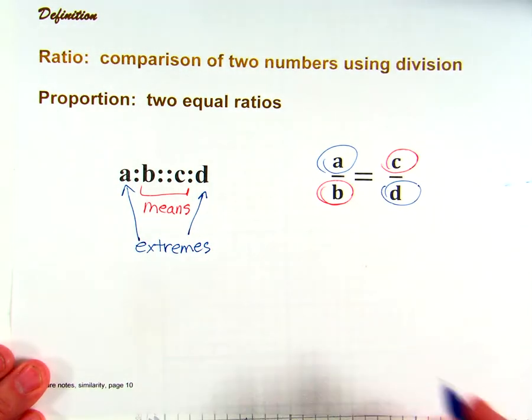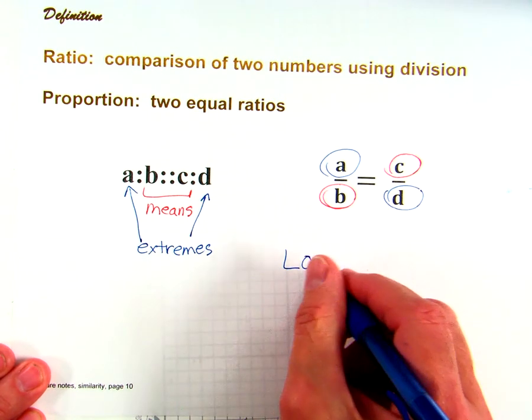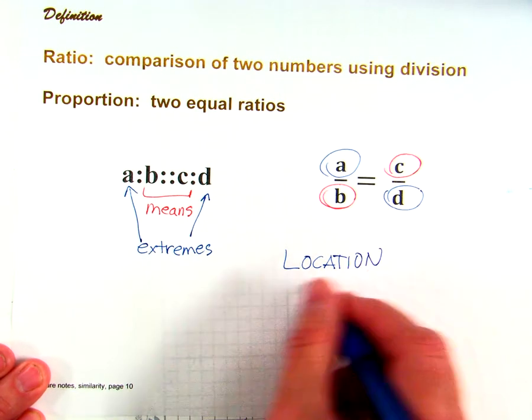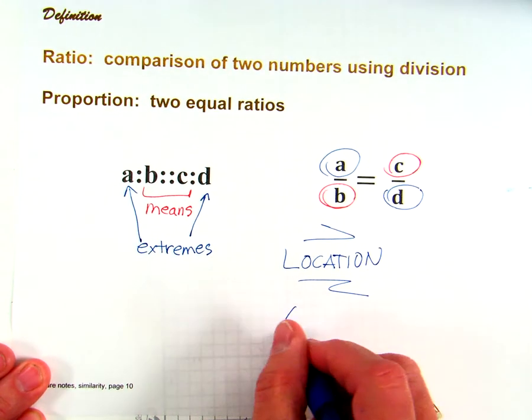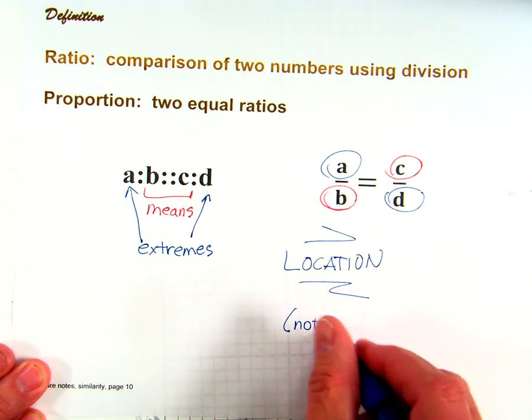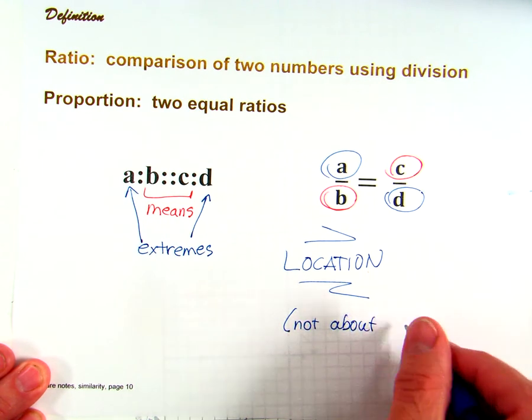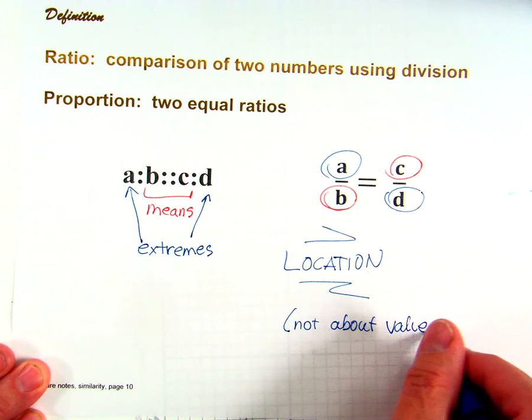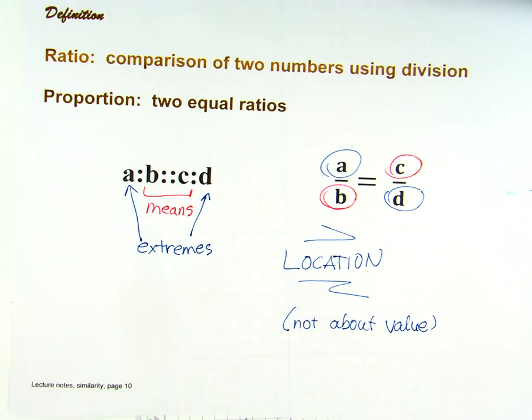Notice that we're talking here about the location of the items. It is not about value. It is about the location, not how much they're worth or how big they are. So the means and the extremes are the ways that we refer to the parts of a proportion. Well, let's work on a proportion here and see how it goes.